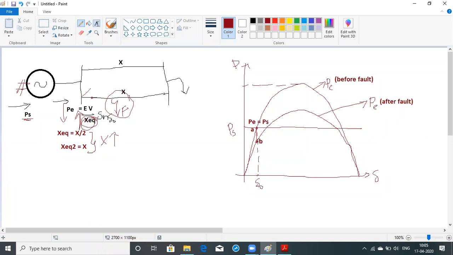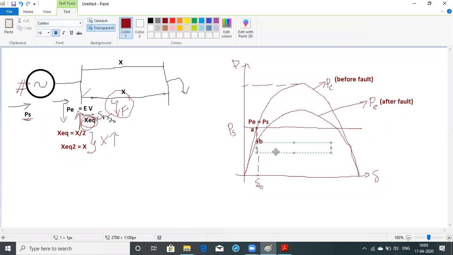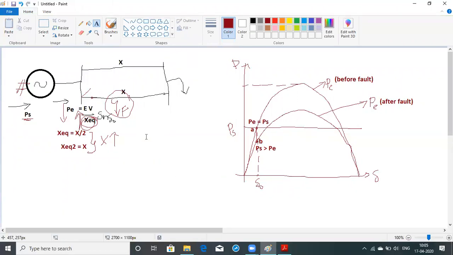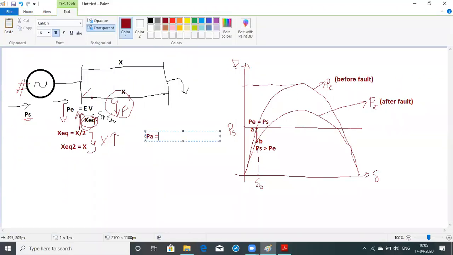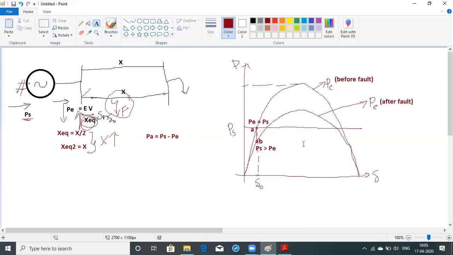What is this position exactly now? It is not P equal to PS, but PA is less than PS. Or you could also write it as PS is greater than P. Both the conditions are correct. Now in this condition, PS is greater than P. So when PS is greater than P, what is the equation? What is the operating power? PS minus P.